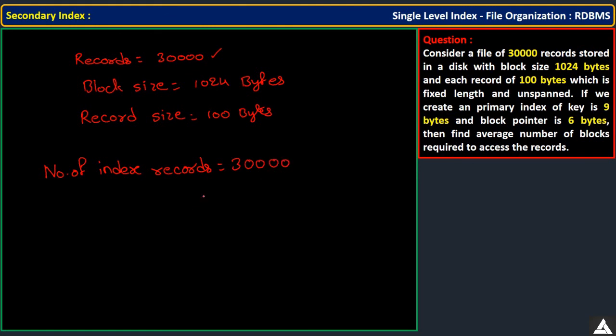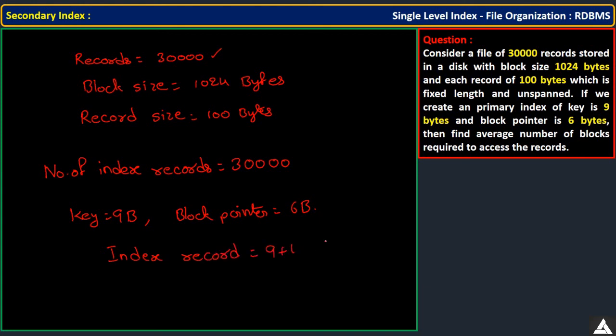As given, in the index record, the key size is 9 bytes and the block pointer size is 6 bytes, the same values as before. So what is the index record size? One index record is 9 plus 6, that is 15 bytes. Same thing till now.